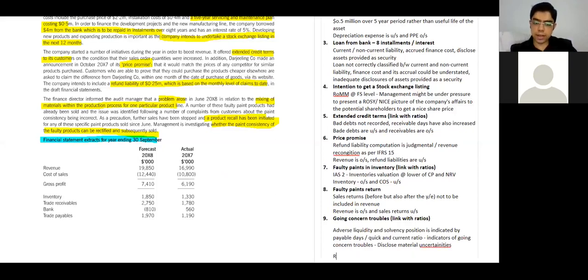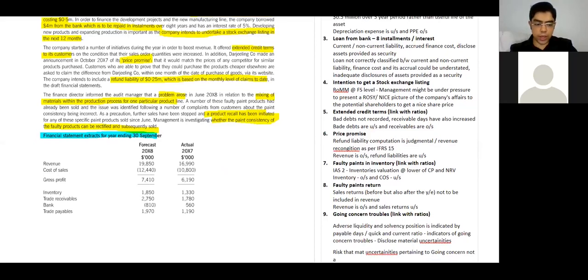Now, what is the risk? Risk that material uncertainties pertaining to going concern are not adequately disclosed in the financial statements.